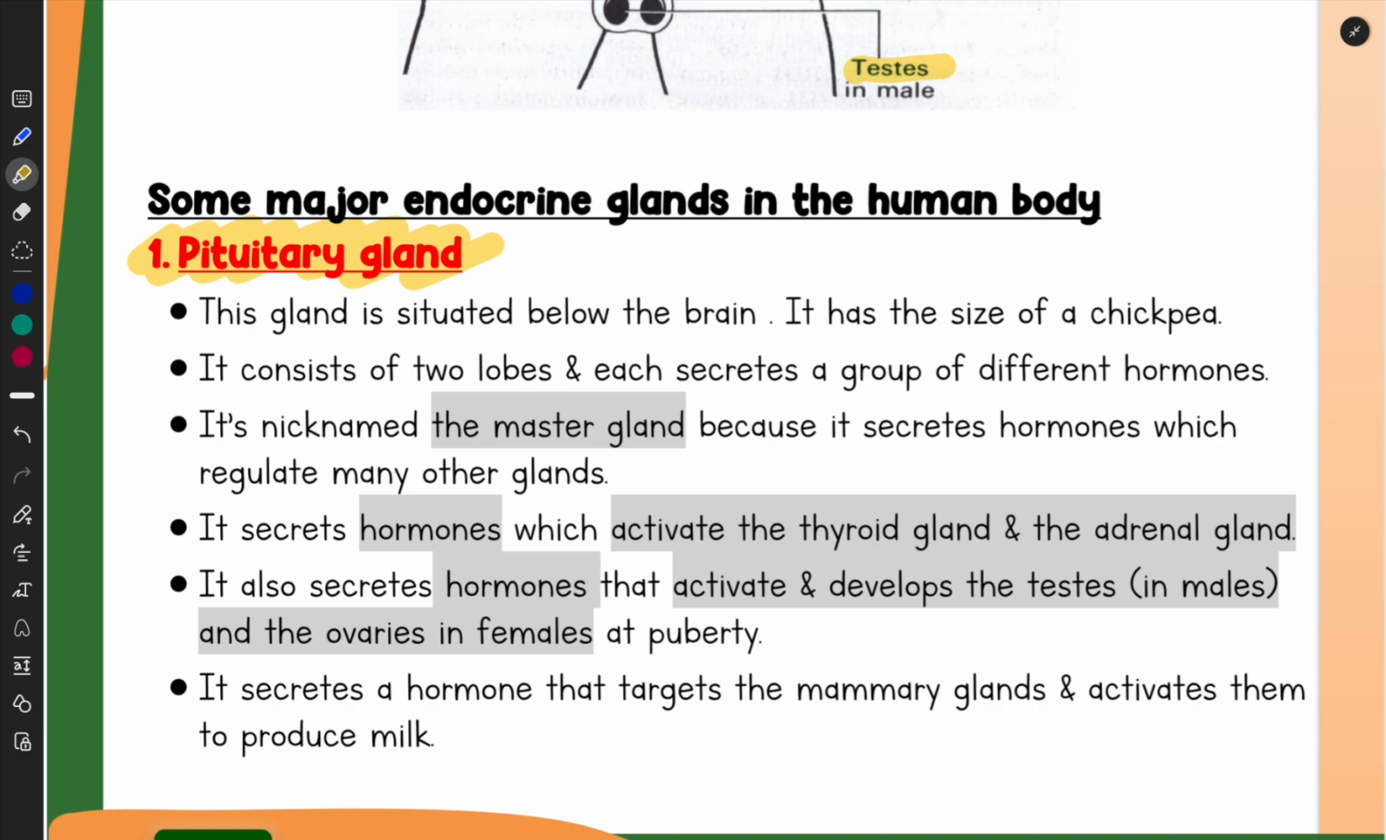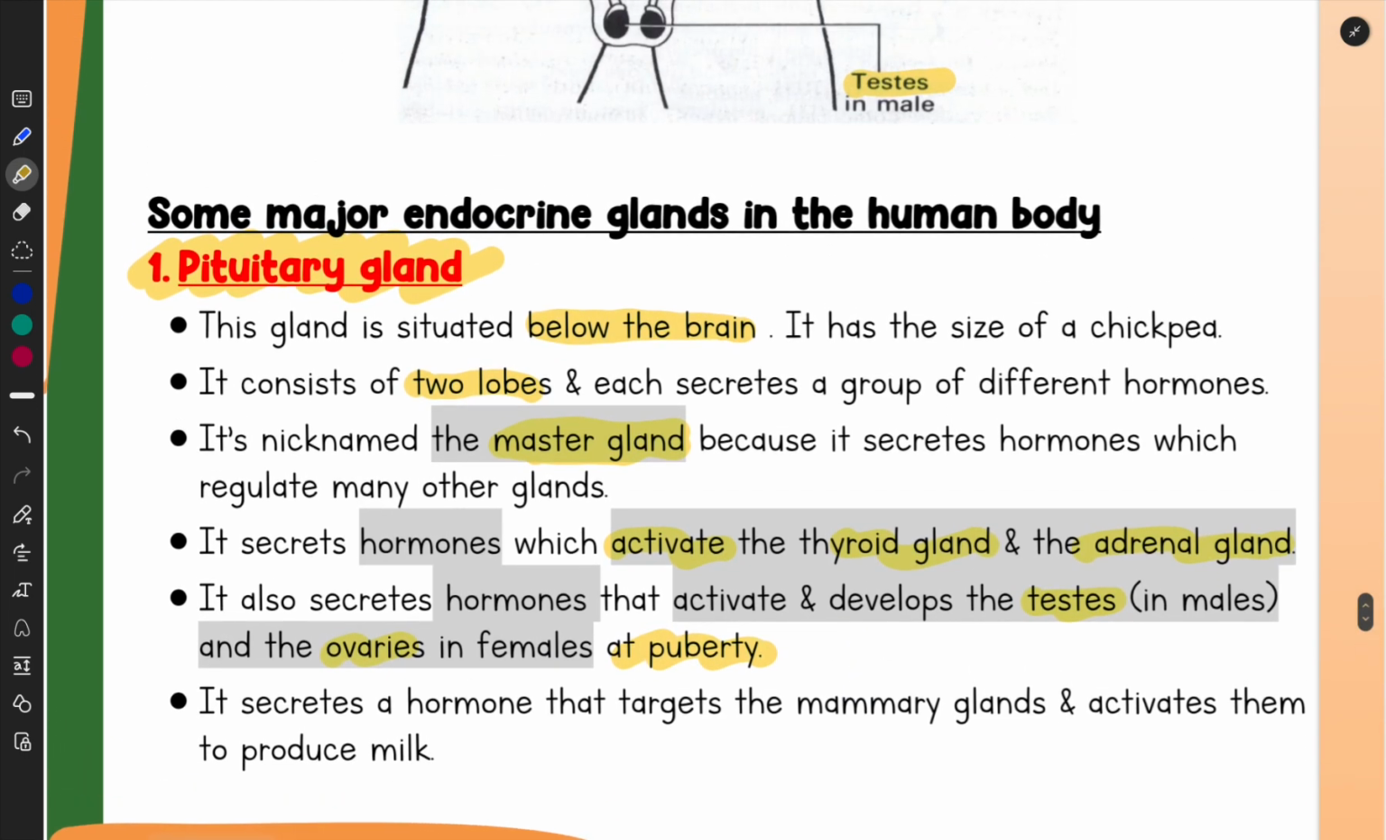The pituitary gland is situated below the brain, inside the brain or below the brain. It has the size of a pea. It consists of two lobes, each of which secretes a group of different hormones. Its nickname is the master gland. This is the mother gland because it secretes hormones which regulate many other glands. It secretes hormones which activate the thyroid gland and the adrenal gland. It also secretes hormones that activate and develop the testes in males and ovaries in females at puberty.